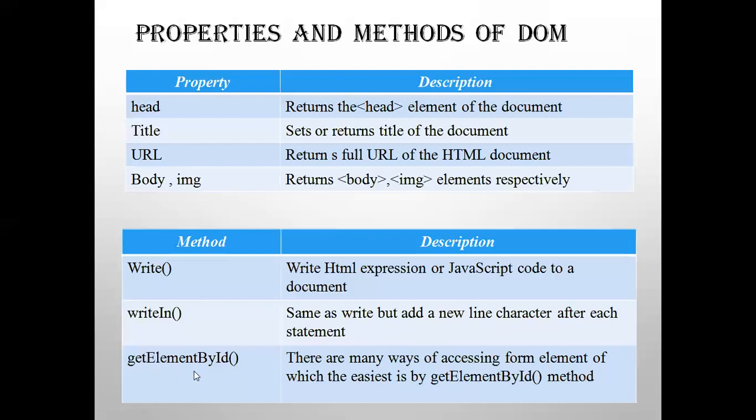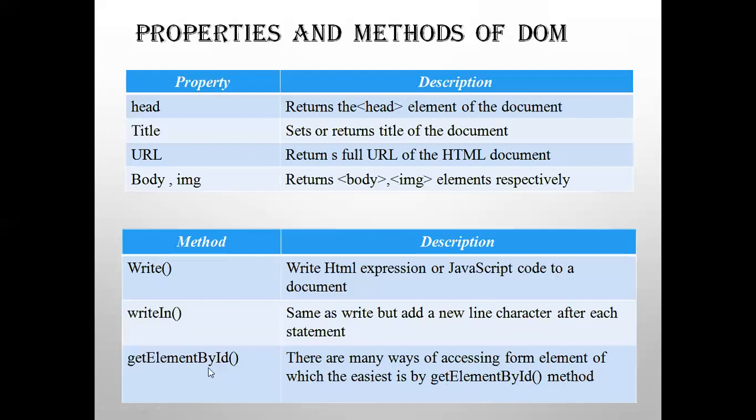And the third one, this we will be using in the programs, getElementById. This is the common way to access any HTML element ID. ID and classes we have learned previously in the CSS part. So ID is to be also used here in JavaScript programs. So here there are many ways of accessing form elements, and this is the easiest way, by using the getElementById method. So this is one method here.